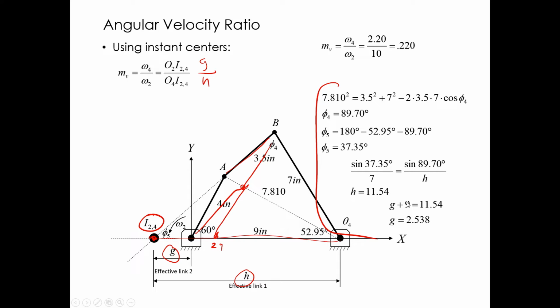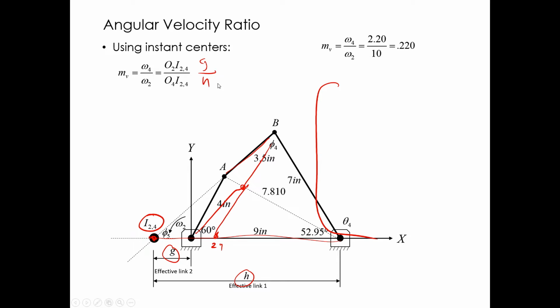Don't just throw it into these equations and hope you get the answer, because these were derived specifically for this diagram. The main thing to know is find IC24, find G, which is the distance from O2 to IC24, and then find H, which is the distance from O4 to IC24. And then it's the ratio of G to H.